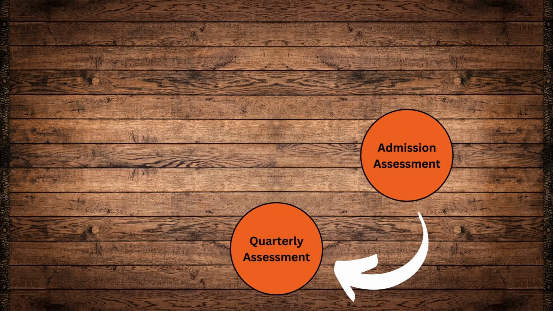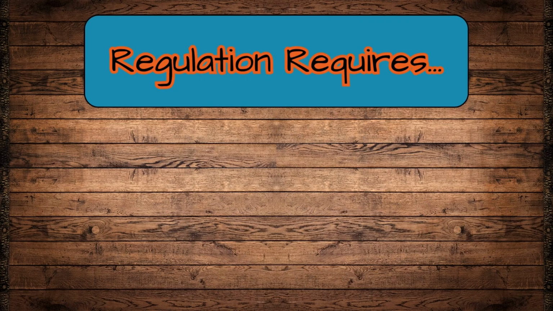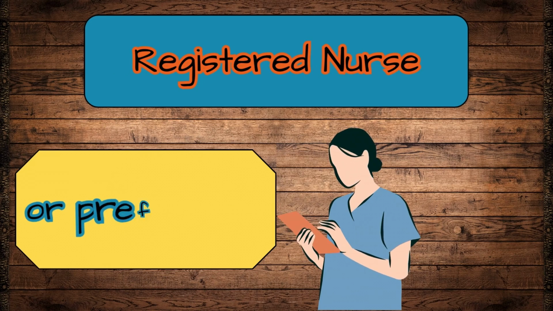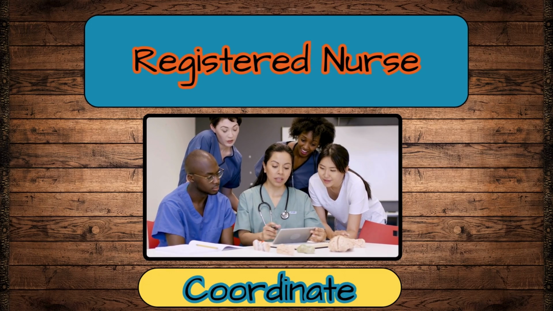So now in the post-OBRA 87 world, to remain in compliance with the federal regulations, nursing facilities that are Medicare and/or Medicaid certified must conduct initial and periodic assessments of their residents utilizing the RAI process. The regulations also require a registered nurse to conduct or preferably coordinate these assessments with the appropriate participation of other health professionals. Failure to comply with these requirements could result in survey citations and even decertification.